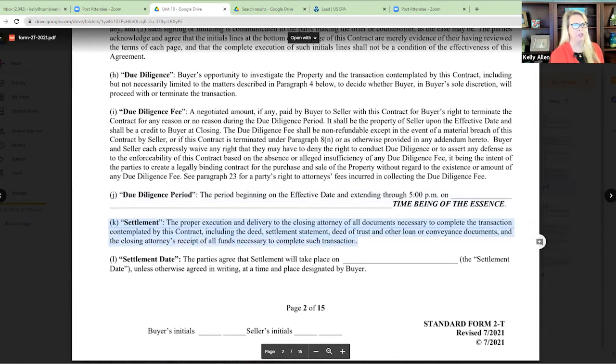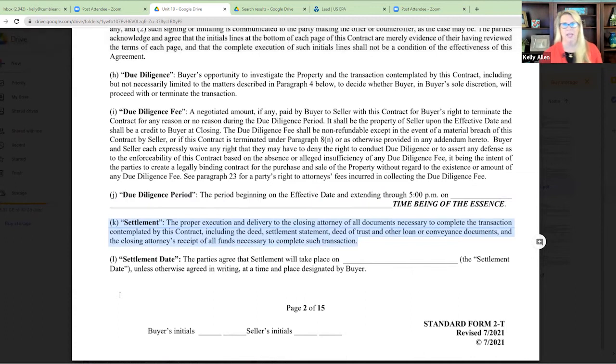All right, letter K is a definition of what is a settlement. A lot of us call the settlement meeting the closing, which technically is fairly incorrect, but it's what we do. So let's talk about the settlement. The settlement is defined as the proper execution and delivery to the closing attorney of all documents necessary to complete the transaction contemplated by this contract, including the deed, the settlement statement, which, if it's a cash closing, is another story, but if you're getting a home loan, it's going to be called the closing disclosure.